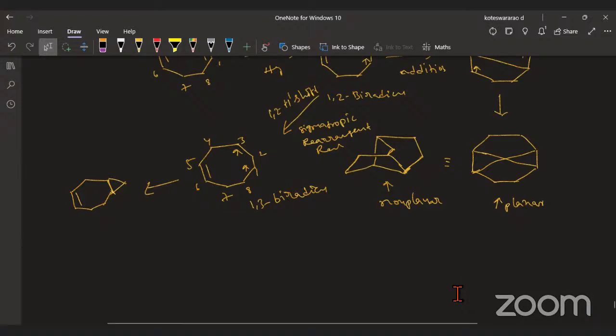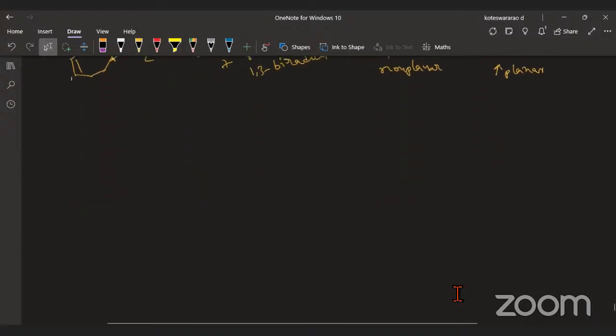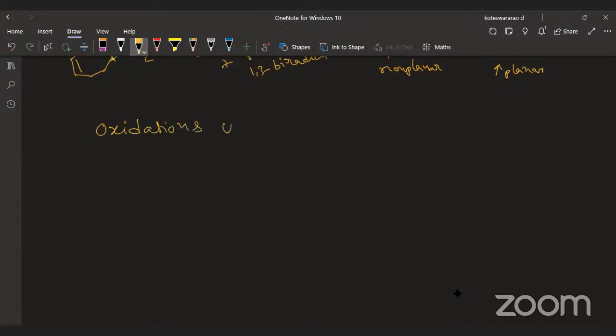Oxidation of the unsaturated bonds using singlet oxygen.